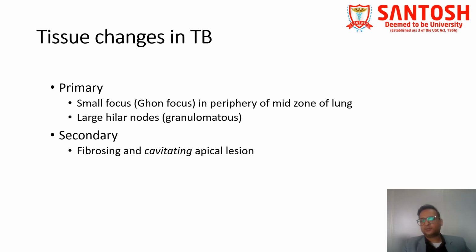Now the tissue changes which occur in tuberculosis. I've already told you that in primary tuberculosis, Ghon's focus and Ghon's complex are seen. Ghon's focus is nothing but a parenchymal lesion in the lung. When along with Ghon's focus the lymph nodes are also involved, it is known as Ghon's complex. In secondary tuberculosis, along with this, there is formation of large fibrosis and cavity. Sometimes an MCQ is asked: in which type of tuberculosis are cavitating lesions seen? It is secondary tuberculosis.